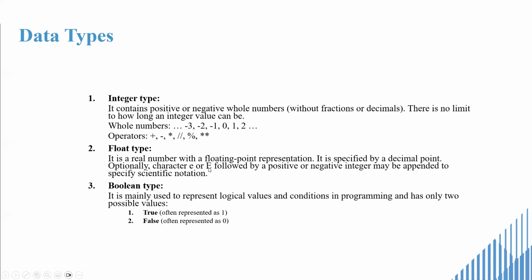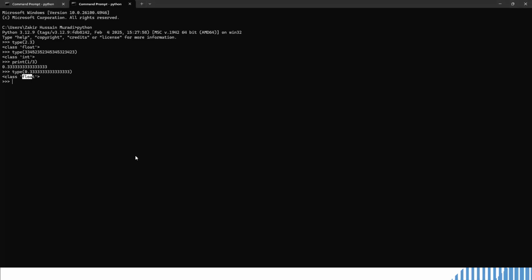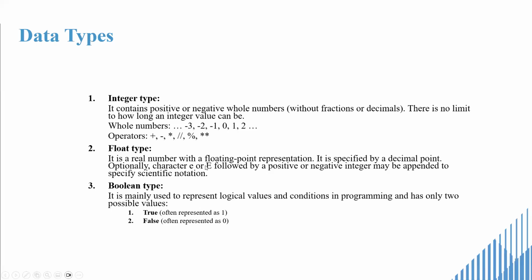It can also include characters like e raised to the power. If I say, for example, print 1 divided by some more zeros, it will not give you 0.000, it will give you e raised to the power minus 12. So 1 divided by this much amount will be e raised to the power minus 12. So e followed by a positive or negative integer may be appended for scientific notation. Because your calculation was big enough, it will give you e, whether negative or positive.